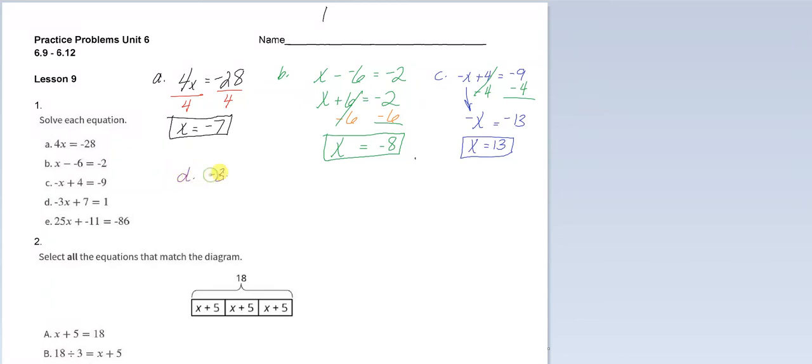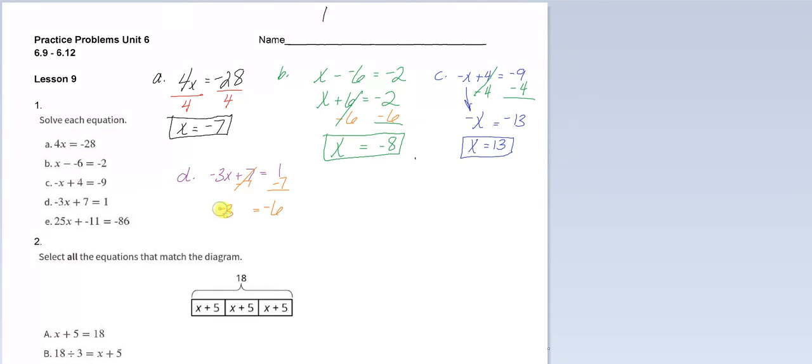D says negative 3x plus 7 is 1. And so whenever you have these types of two-step ones, first sets are one step. We want to get x by itself, of course, but we want to get rid of any standalone things first that aren't parts of groups, like this 7. We got 3 x's and we got a 7, so let's get rid of this 7 first with take away. So we take away 7, and we do the same thing to the other side. 1 minus 7 is negative 6.